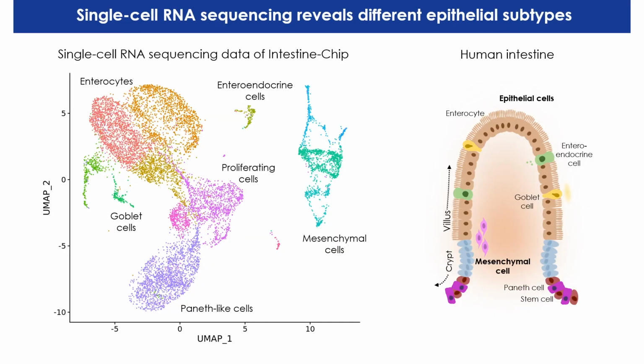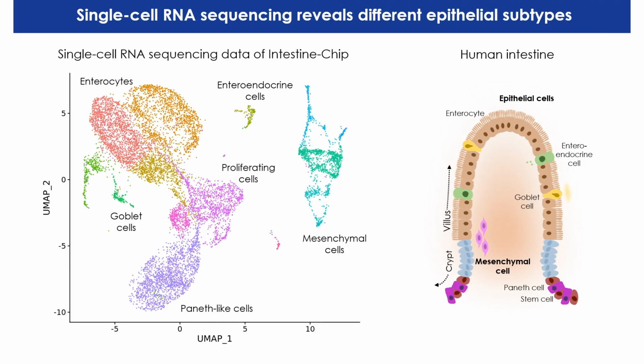Then we also wanted to get a little bit more unbiased insight in the cell type composition in the system. And for this we did single cell RNA sequencing. And that data is shown here in this plot. So every dot represents a cell, and they are clustered based on similarities in their transcriptomic profile. And this plot shows data of all three conditions together to really show you the different subtypes that we find in the system. And we were happy to see that we find all the major subtypes that we also see in the human intestine back in our iPSC-derived intestine-Chip.